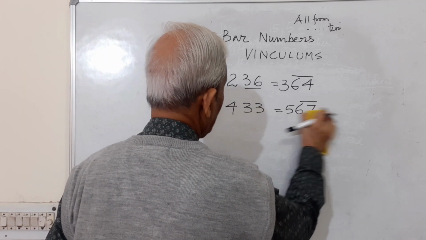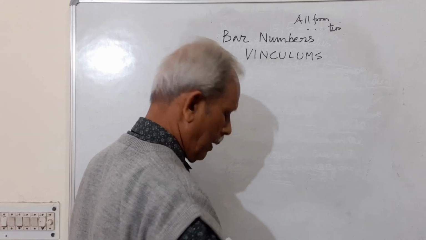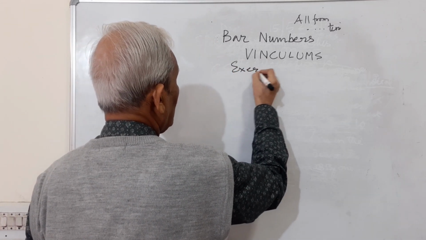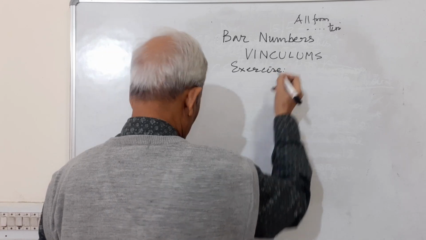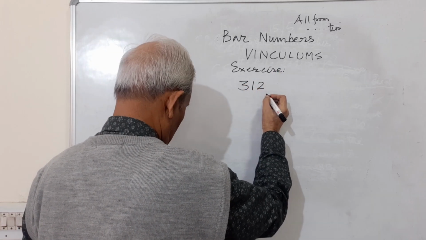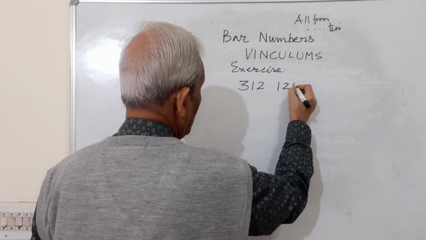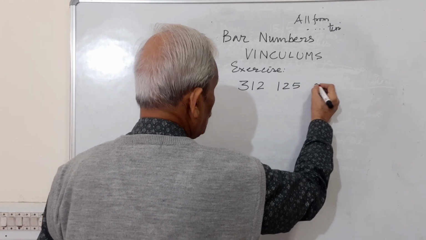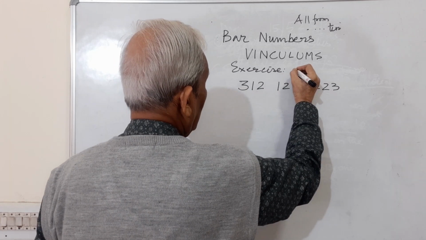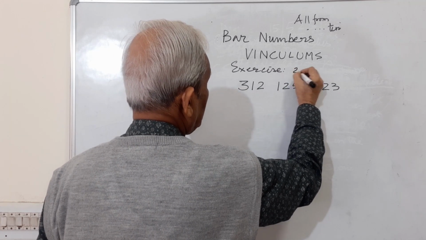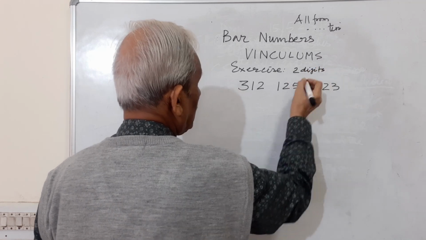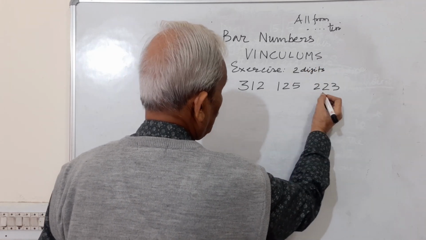I'll give you some exercises which you can do yourself: 312, 125, 223. Here in all the cases, vinculate 2 digits from the right. Vinculate 2 digits, like that.